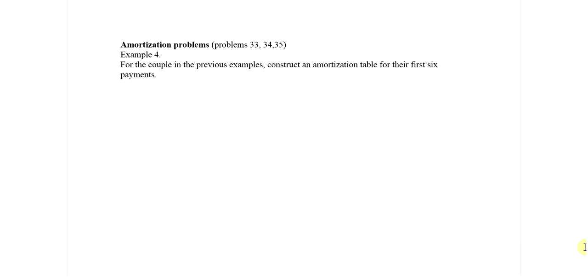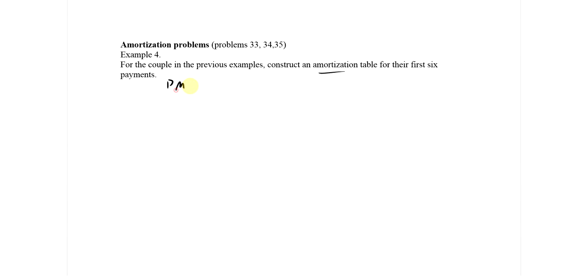An amortization problem. So problems 33, 34, and 35. Amortization comes from the Latin mortire, which is to kill or to die, and amortization is to kill off. So amortizing a loan means to kill it off, or essentially to pay it back. So an amortization table is a balance sheet, like we did for future value models. So for the couple in the previous examples, construct an amortization table.